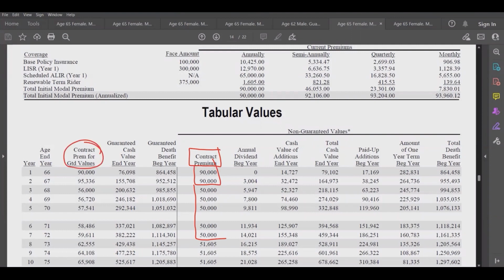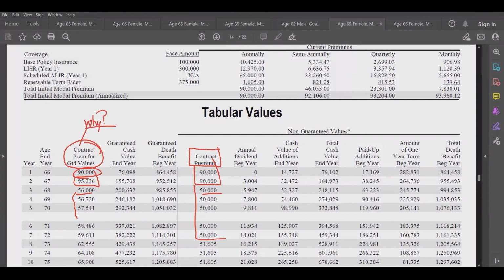Guaranteed values. What do we see here? First year is what we're going to pay in. But year 2, look at this. It jumps up to $95,000 and change. And then year 3, where the plan was to pay $50,000 per year, $56K, and it continues to increase. Here's the reason why.